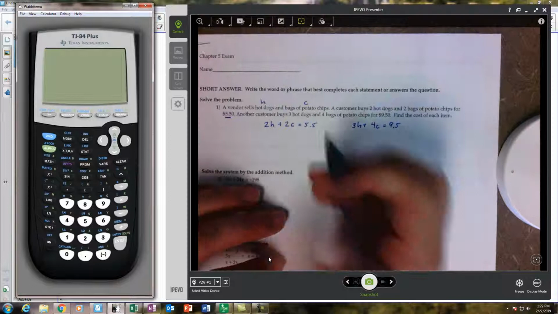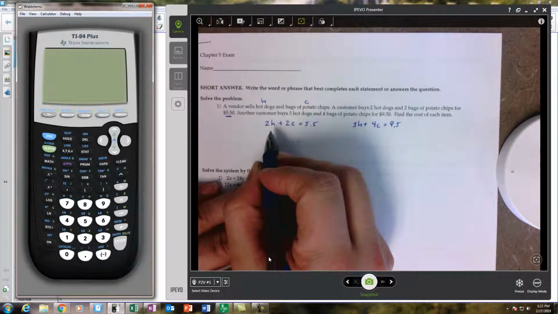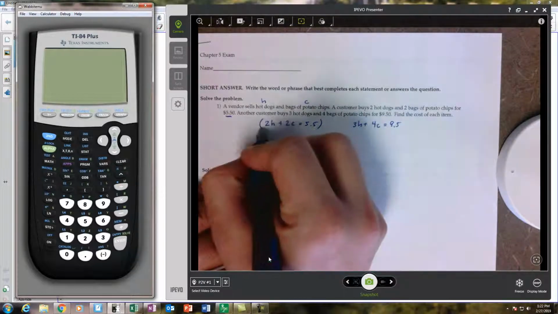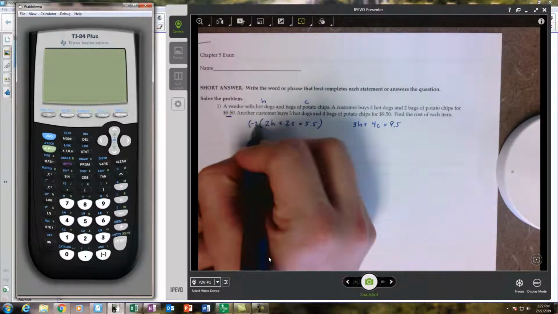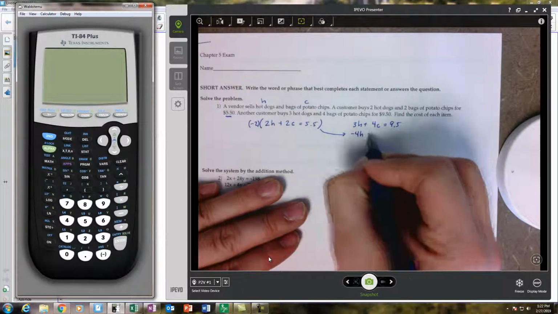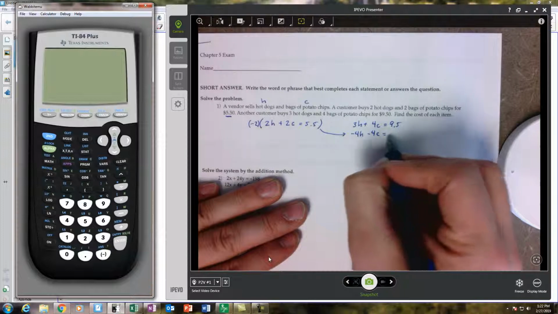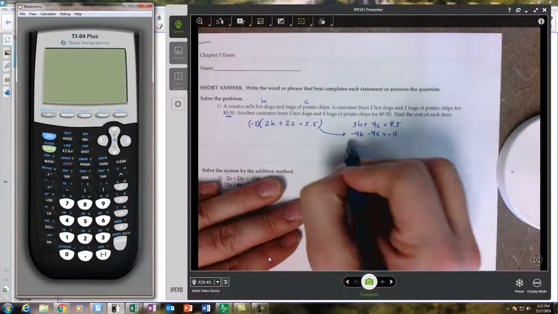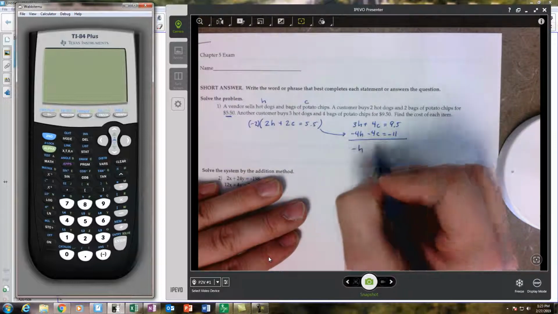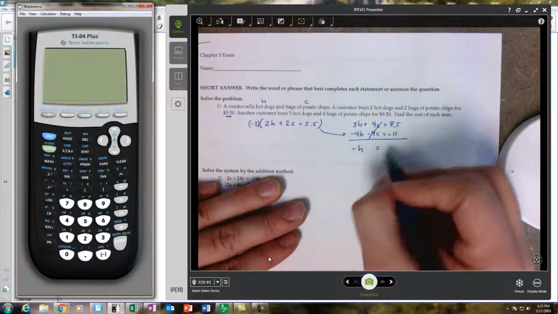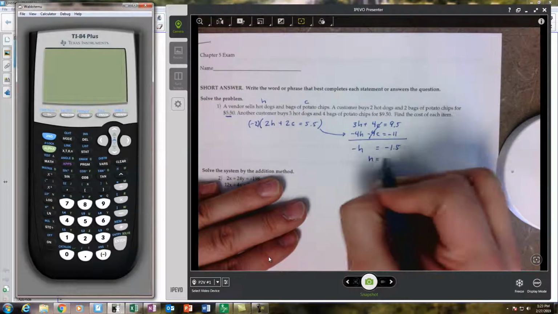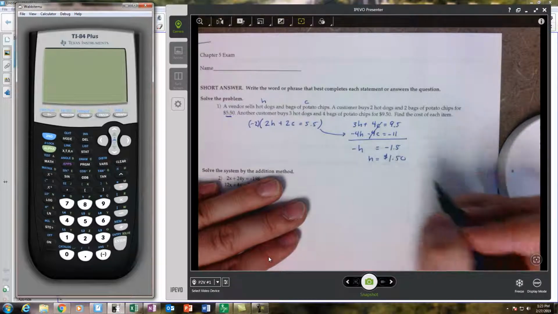And the way I'm going to do that, so what we're going to do here is we're going to multiply this equation by a -2 to make -4C, which would go with our regular 4C. So times this by -2, which is going to create -4H minus 4C equals -11. That becomes -H, the C's cancel, equals -1.5. So that means a hot dog is going to cost us $1.50.